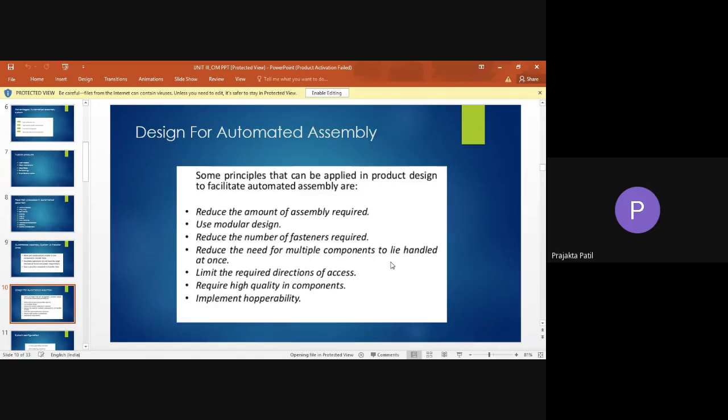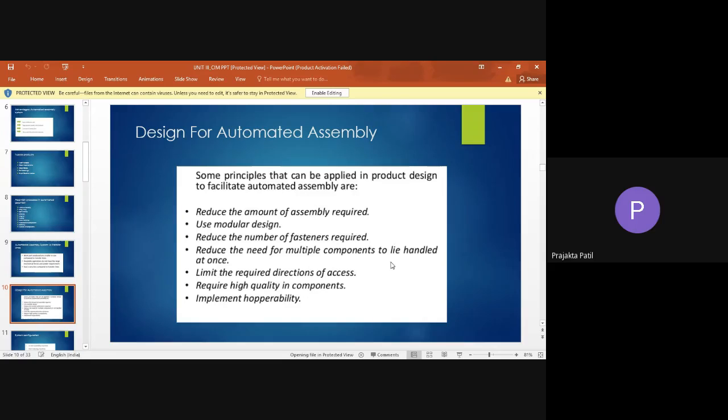What are these? First is to reduce the amount of assembly required. What do we mean by reduce the amount of assembly required? As already said, you are going to try and reduce the number of parts or components you are going to use in order to assemble the product.